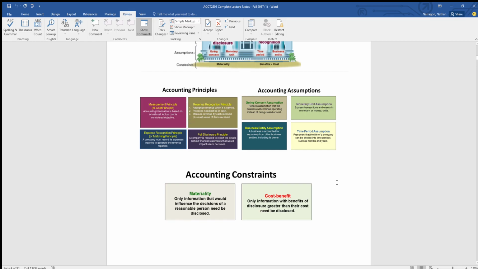Next one, we have two constraints. We have to follow these constraints. They actually kind of hold us to a T, as constraints do. Think of a straitjacket here. We can struggle all we want, but we have to follow these to a big old T right here. One is materiality. Is it material to the information that is being provided to influence somebody in their reasonableness? Are we showing what we need to show?